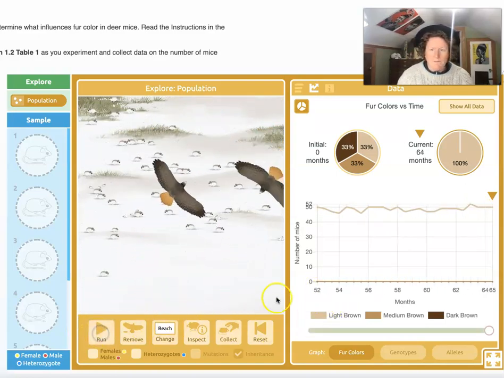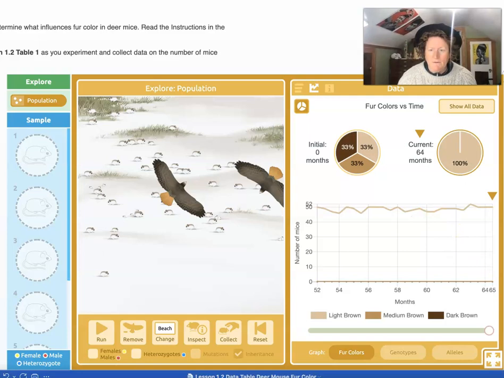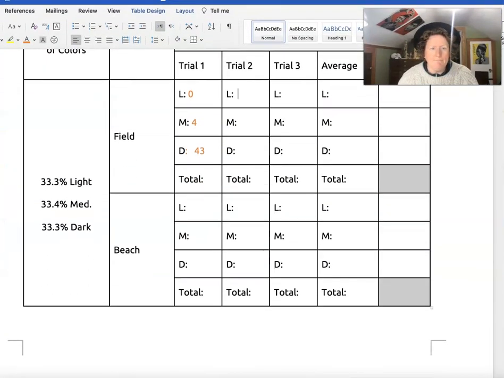I'm going to hit pause here. I see at 60 months, I see 47 light colored mice. So now I can go to my table on the beach. I had 47 light colored mice. And I didn't see any medium colored mice, nor did I see any dark mice.